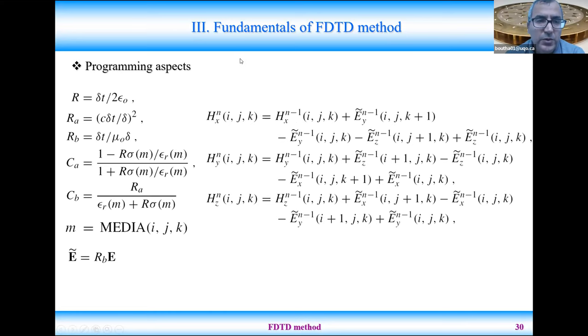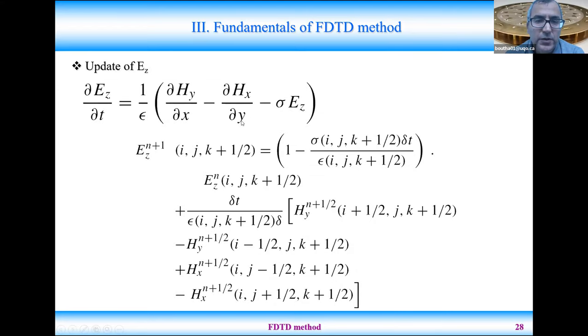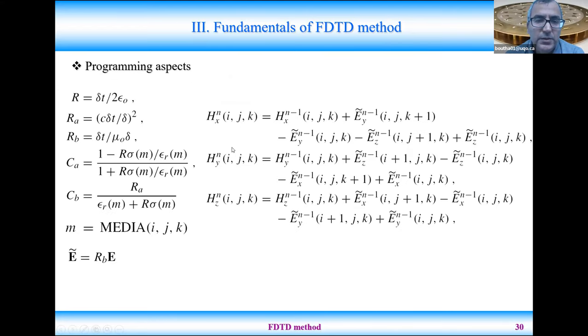Here I want to talk about some programming aspects. The different equations that we have seen here, we can simplify by using this change of variables or these parameters. Like this, for example, in this equation we have only addition and subtraction, so this can make the resolution of the problems much simpler. We can fix these parameters in the beginning, and they are fixed based on delta t and delta x, delta y, delta z.